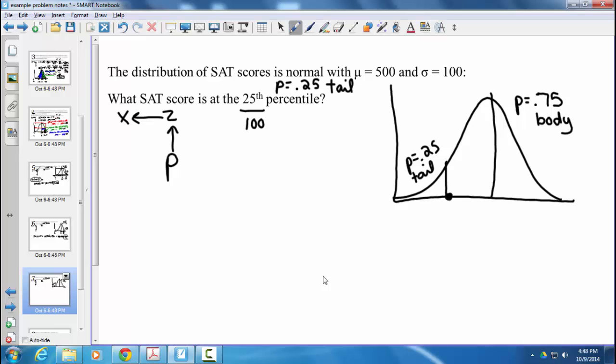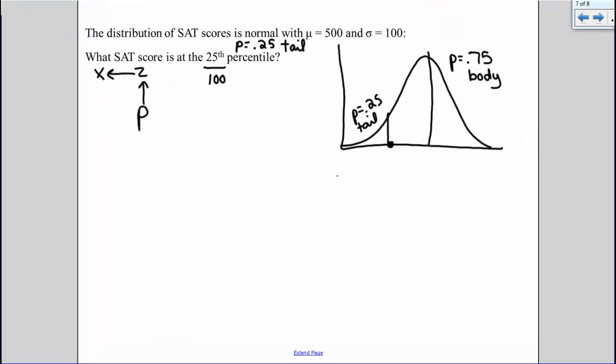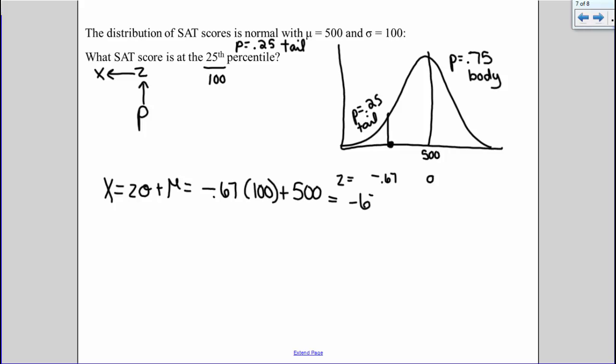Drawing your graph helps you realize once you get to this point that it's not just any old 0.67, right? It's negative 0.67 because it's a score that's to the left of the mean. So we know that the score we're looking for is going to be less than 500. So when we plug this value in to our x formula, we get negative 0.67 times the standard deviation of 100 plus the mean of, oh, there I go writing mu again. We know what the mu is, it's 500. So we have negative 67 plus 500, and we end up with a value of 433. So that goes right here in our graph.